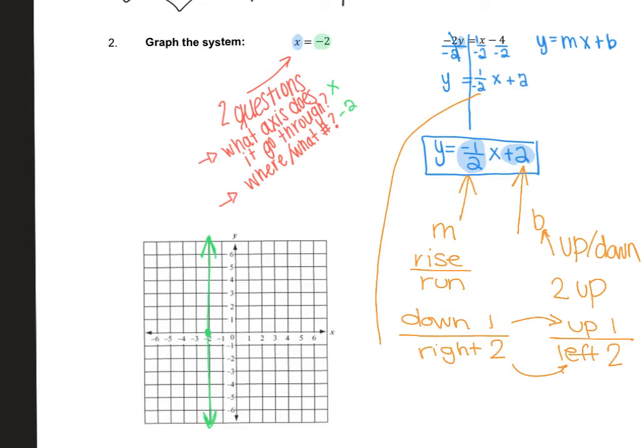So let's look at that graph. So I'm up 2, right here, up 2. I'm starting right here, and then I'm going to go down 1, right 2. Down 1, right 2. And you can see, again, we talked about this last video, if I'm going away from my line, I want my lines to intersect. So if I'm going away from it, I need to go the other way. So this up 1, left 2 is what I want to be doing. So up 1, left 2. And there we go. That's my point of intersection.